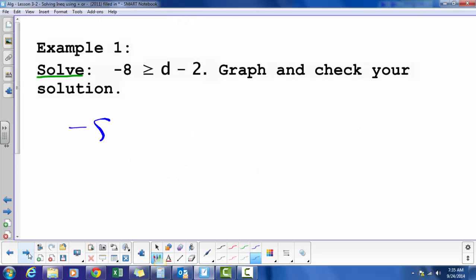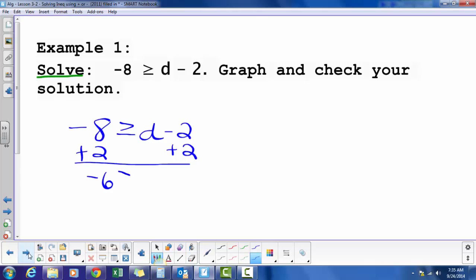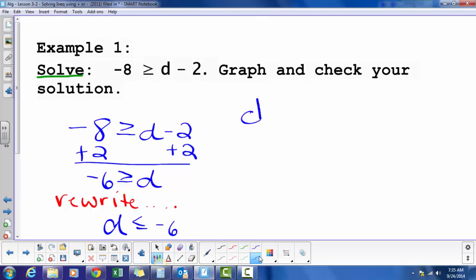My first example, negative 8 is greater than or equal to D minus 2. Just like with every equation or inequality, when we're solving, we want to isolate the variable. So I need to get D all by itself. I'm going to do that by adding 2 to both sides. I have negative 6 is greater than or equal to D. Now yesterday we talked about inequalities. We always want the variable to come first. So the first thing that I'm going to do is rewrite this. I'm going to write this as D, flip my inequality, is less than or equal to negative 6.